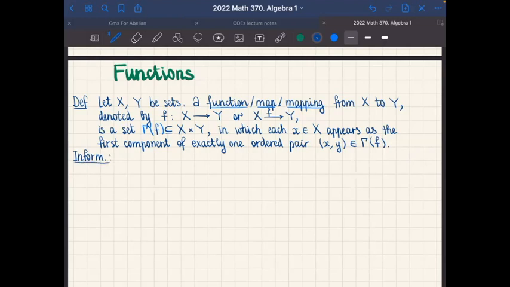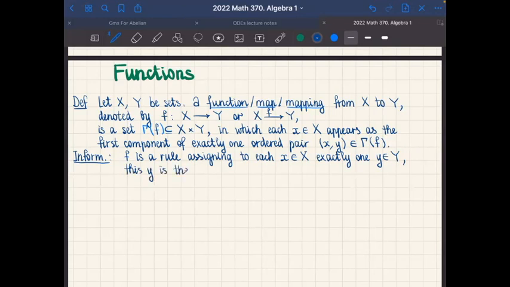Informally, I can say that a function is a rule that assigns to each x in the set capital X exactly one y in the set capital Y. This y is then written as f of x. And when x goes to f of x, we can write it like this: x in X maps to f of x inside Y. And when we denote this rule on the elements, we add this vertical line here.